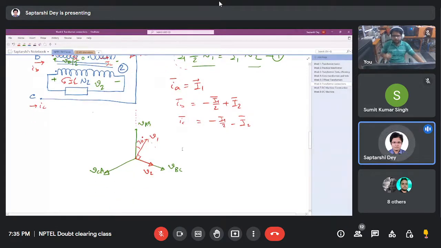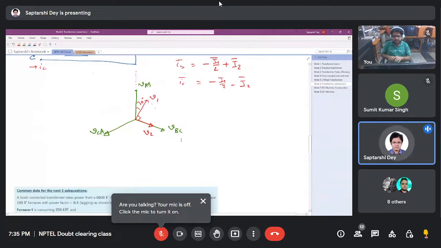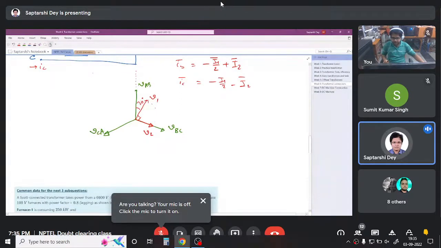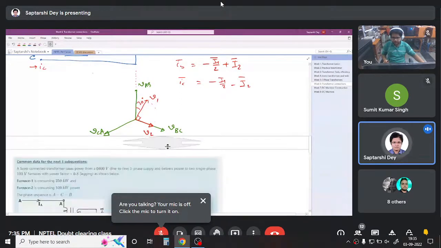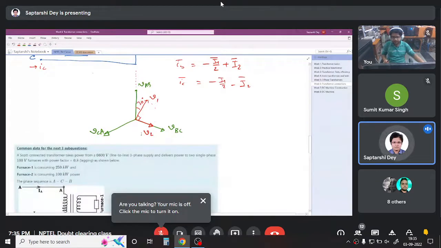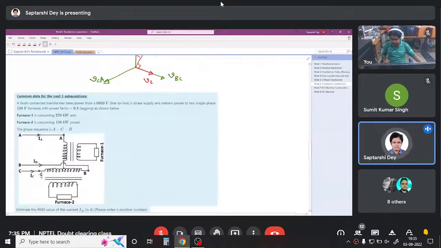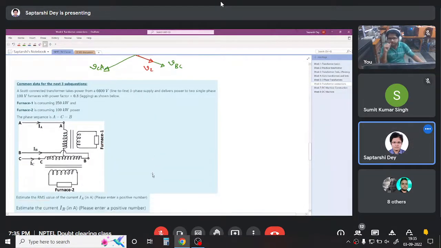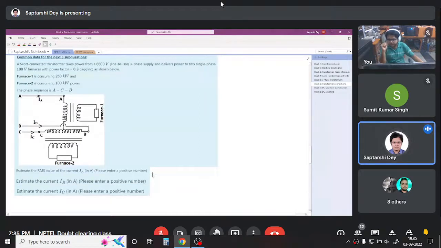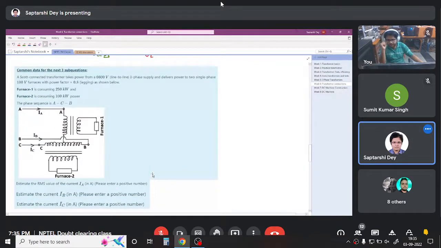Okay, now we will draw the current waveforms in this problem. We will solve this problem and then draw the current waveform, current phasors also. So let us do one thing. Let us copy paste this. So we have a diagram here. So you can see the problem, right? Let us read the problem first.